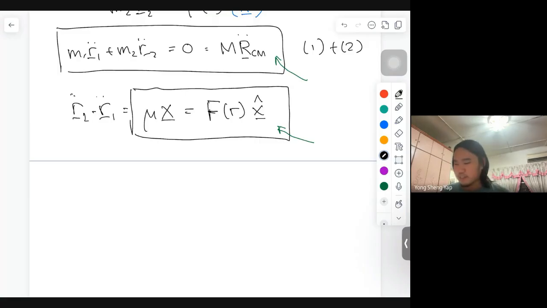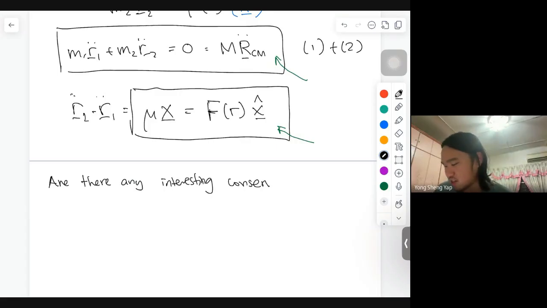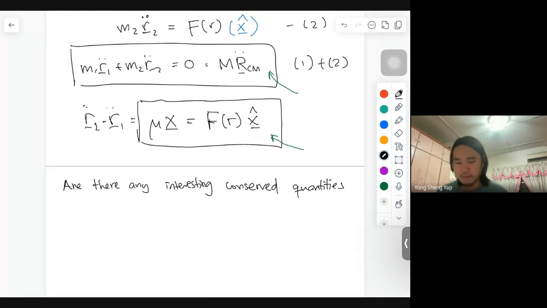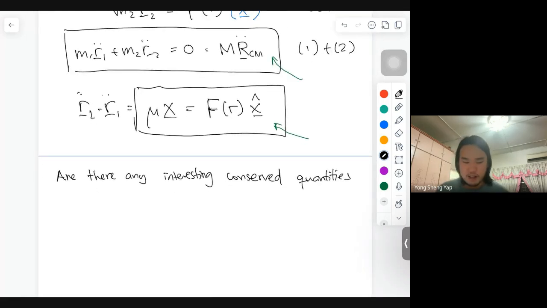So the first thing we can try to understand is whether there are any interesting conserved quantities. Remember that we're always excited about things that are conserved, like energy, angular momentum, and so forth.